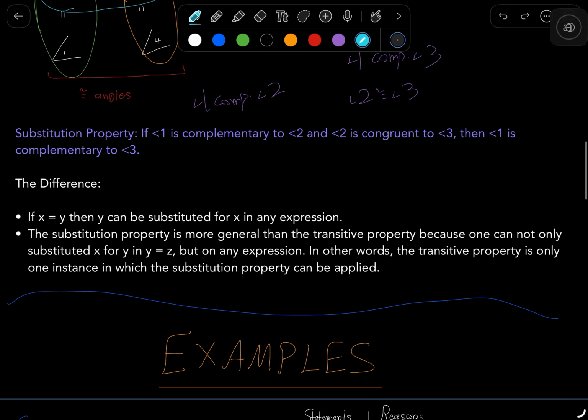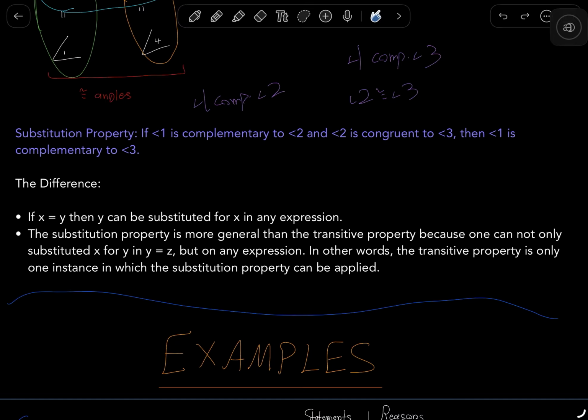So what is the difference between the two? Well, the substitution property is more general, right? Because you can substitute variables for any expression, whereas in the transitive property, it's only one specific instance. The difference is important to understand, and it'll make more sense as we do more proof questions.